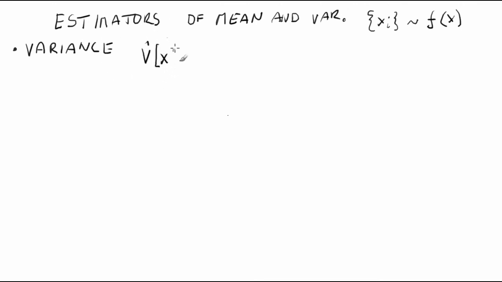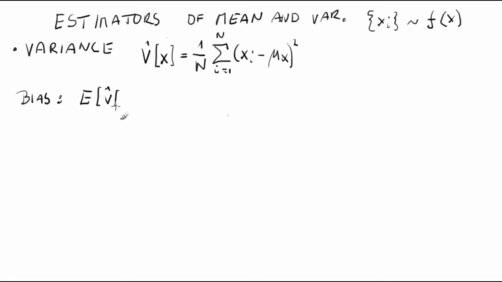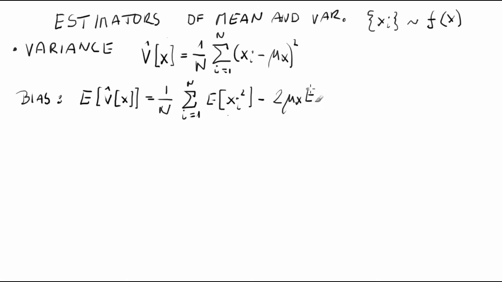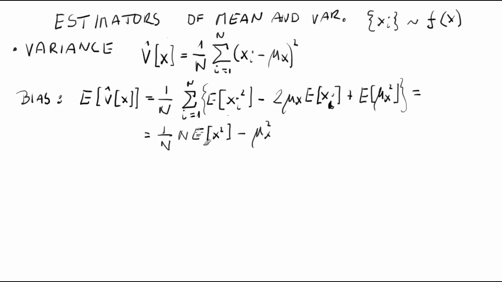Estimator of variance of x equals 1 over n times the sum from i equals 1 to n of xi minus mu sub x squared. Calculation of the bias of this estimator is quite straightforward. The expectation value of the estimator of variance of x equals 1 over n times the sum from i equals 1 to n of the expectation value of xi squared minus 2 times mu sub x times the expectation value of xi plus mu x squared. This equals 1 over n times n times the expectation value of x squared minus mu x squared, and this equals the variance of x.